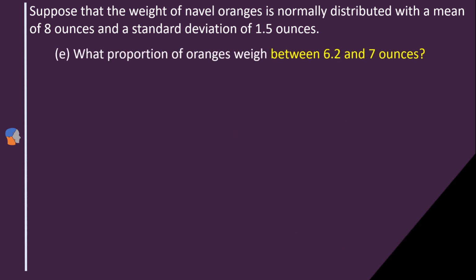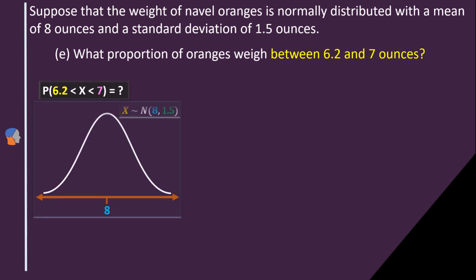What proportion of oranges weighed between 6.2 and 7 ounces? First, translate this statement into the mathematical statement. How do we write this? Using x, that is the probability of x between 6.2 and 7. That means the area under the curve between 6.2 and 7. How do we do this one? How do we find the probability or area? What is the first step?